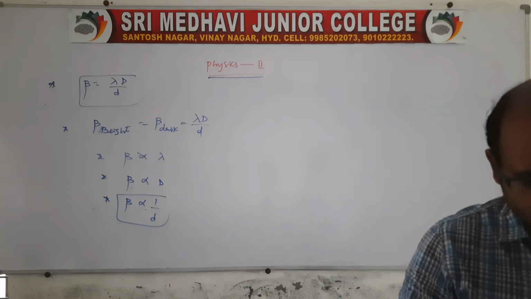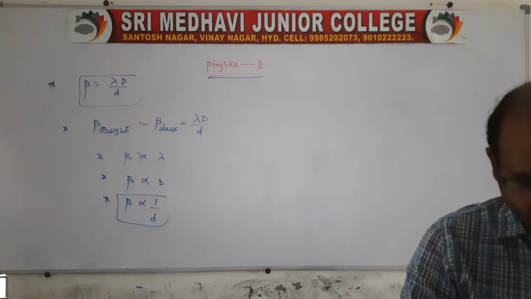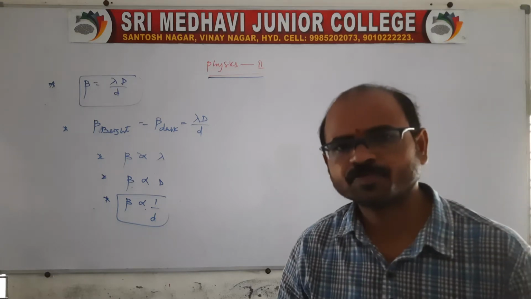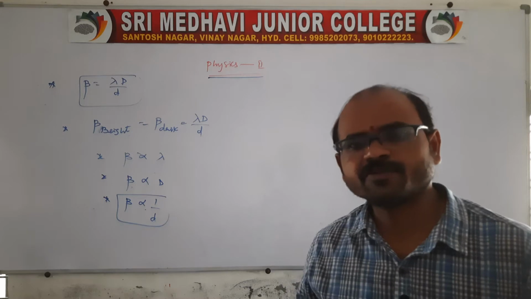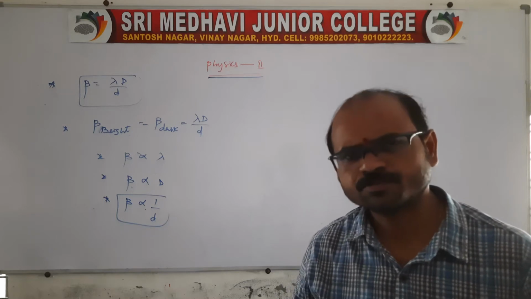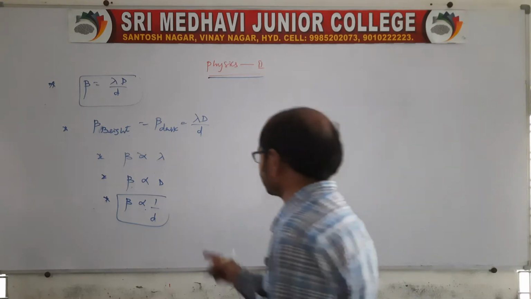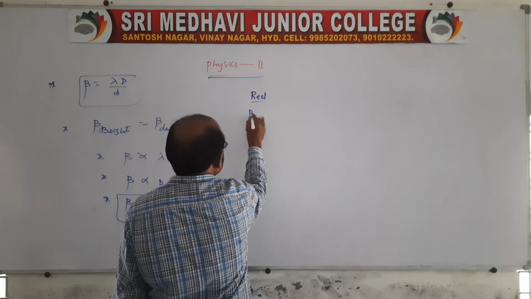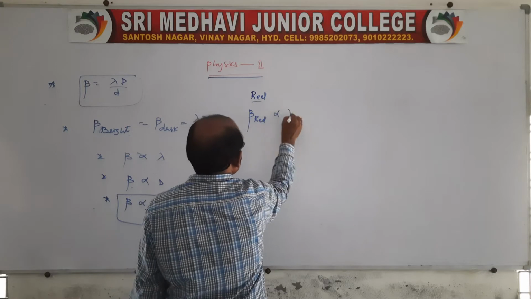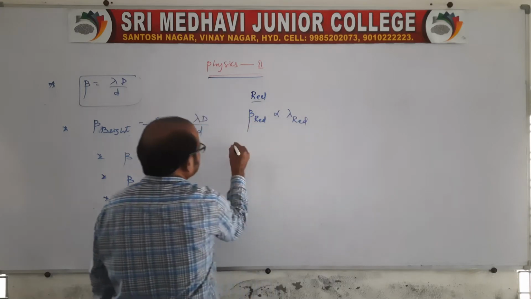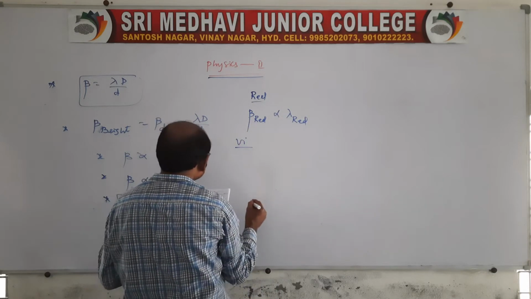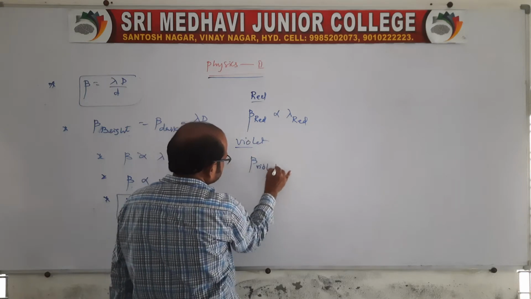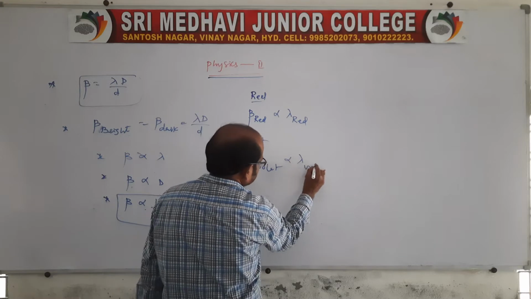Here, I'll tell you one thing. There will be relations related to the wavelengths. Suppose we know in a rainbow there are 7 colors. If you take the wavelength of red light, it is more, so it is directly proportional. If I take red color, beta red is directly proportional to lambda red. And if you take violet, then beta violet is also directly proportional to lambda violet.